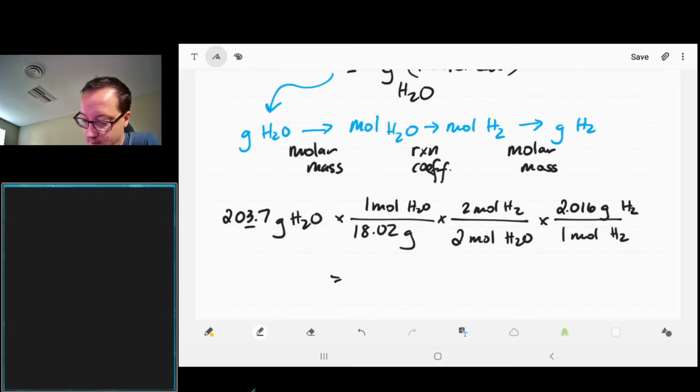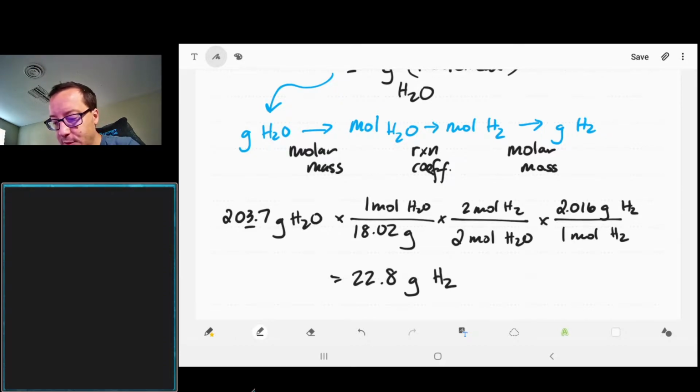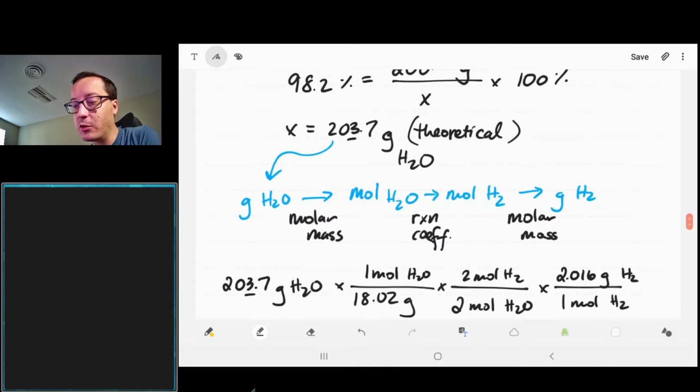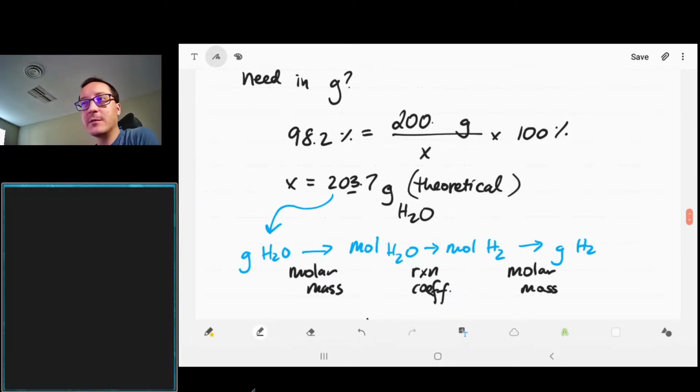Just to make sure, if you do this, you get 22.8 with the appropriate sig figs. I've written 203.7 just as is, but I don't actually clear my calculator. I'm going to keep going. So we're going to need 22.8 grams of hydrogen to get that amount of water out. That's how much we should put in to theoretically get 203.7, but in reality we're only going to end up with 200 because there are some side reactions or whatever that's going to take away from our yield.